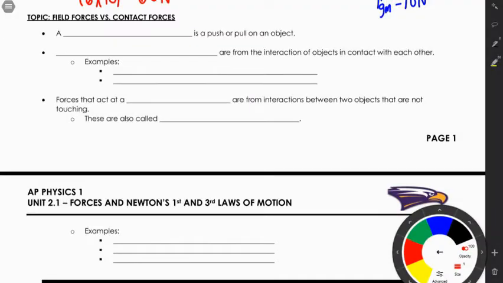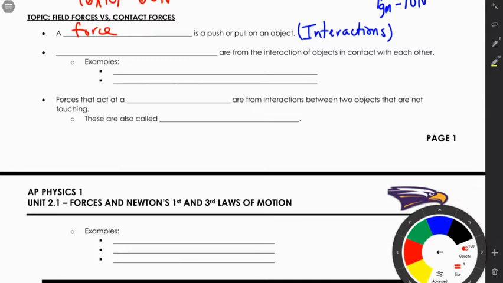Okay, so in this video, we're going to distinguish between field forces and contact forces. A force is a push or pull on an object. Before, in the previous videos, we were talking about how things interact. Well, the interactions that they show are these forces.